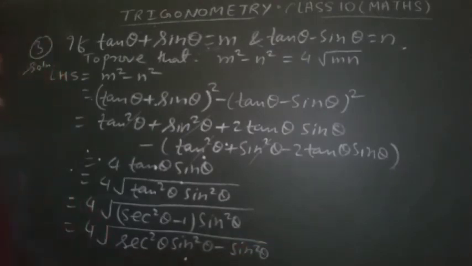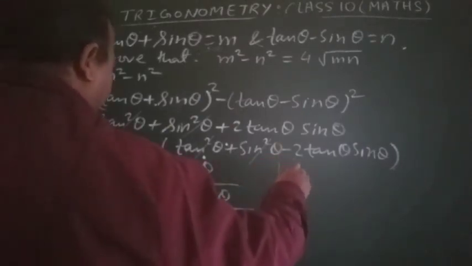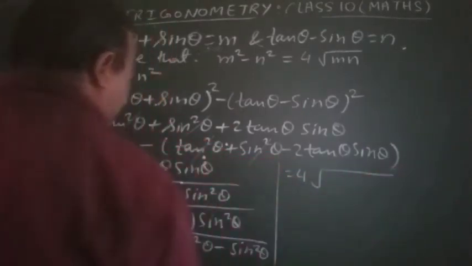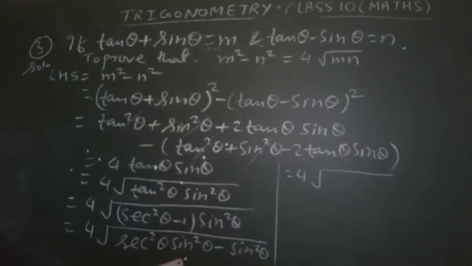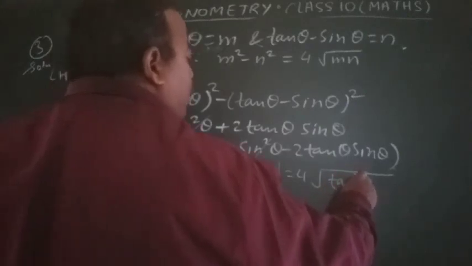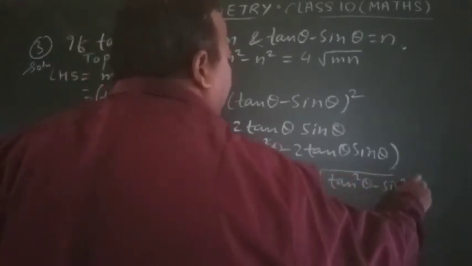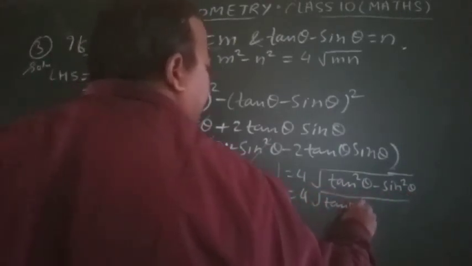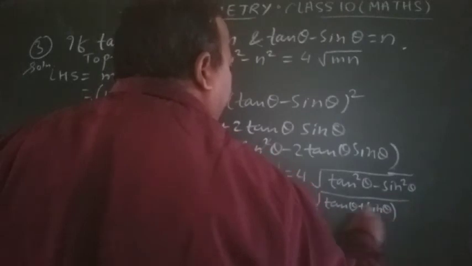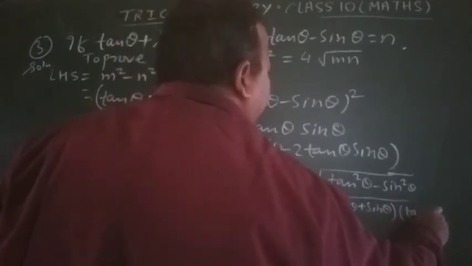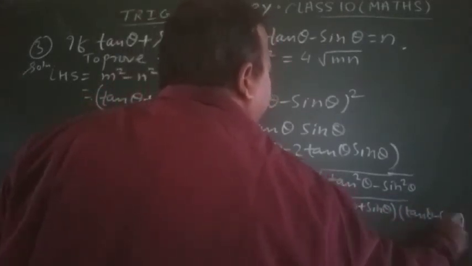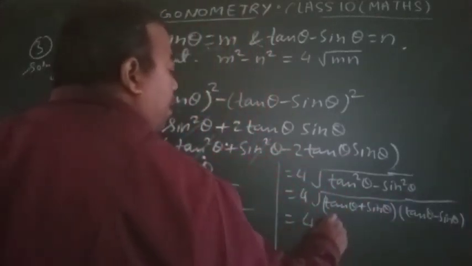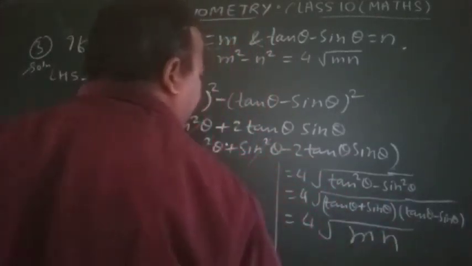And we know that sec^2 means cos^2 goes downside. We can write here 4 under root, sec^2 goes downside as cos^2, so sin^2 by cos^2 becomes tan^2. Tan^2 minus sin^2. Now it is 4 under root of a^2 minus b^2, (tan plus sin) and (tan minus sin). So 4 under root, it is the value of m and it is n. It is the RHS.